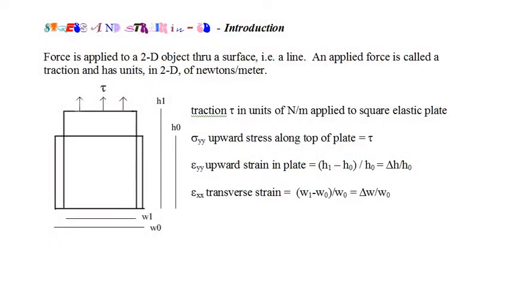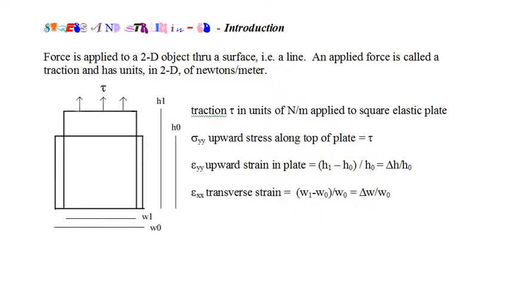First, we'll look at stress and strain in 2D at the macro level and informally. Starting with a rectangular or square plate of elastic material, we can deform it by applying a traction to one of its surfaces. A traction in 2 dimensions has units of force per unit length. So the diagram shows an upward traction tau applied to the top surface of a square plate and the resulting stretching of the plate in the vertical direction, and also the contraction in the horizontal direction.